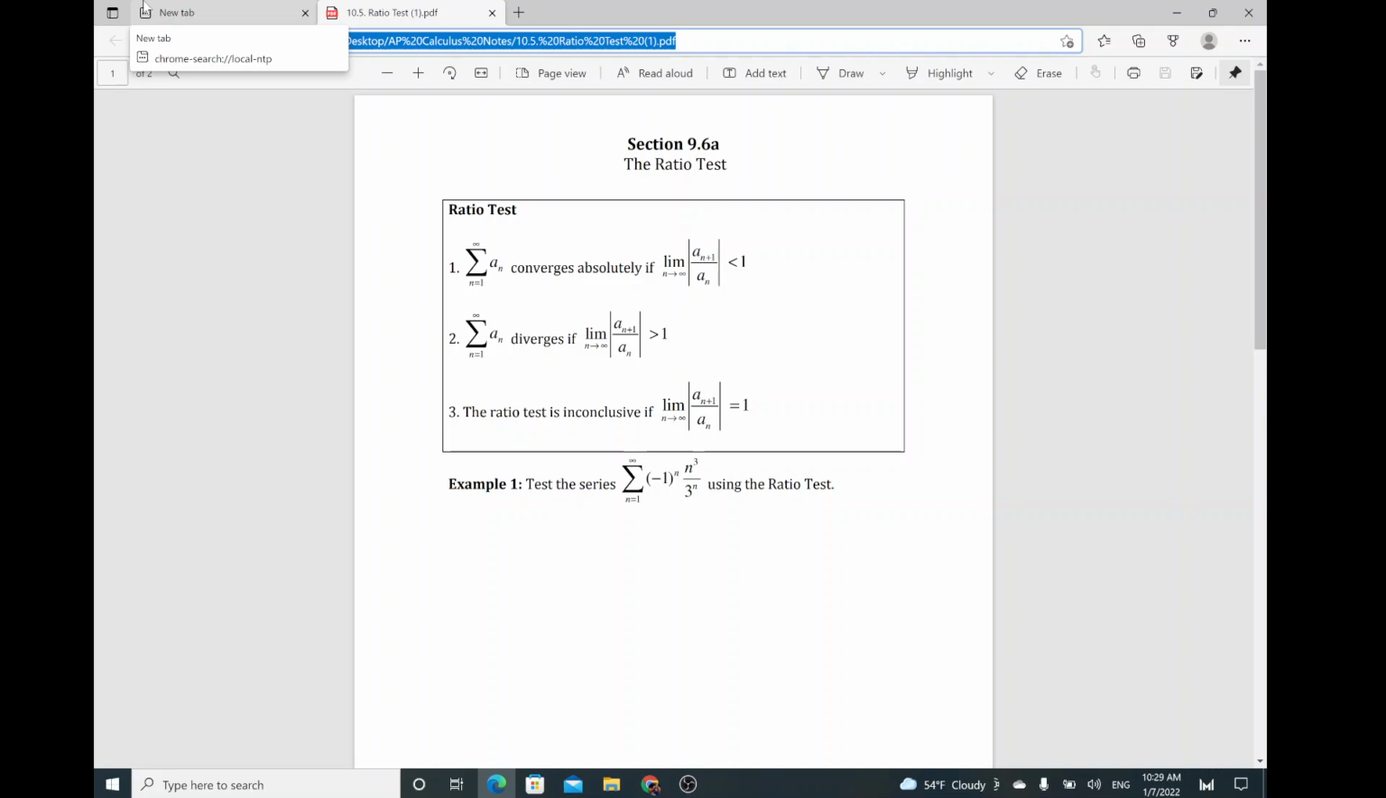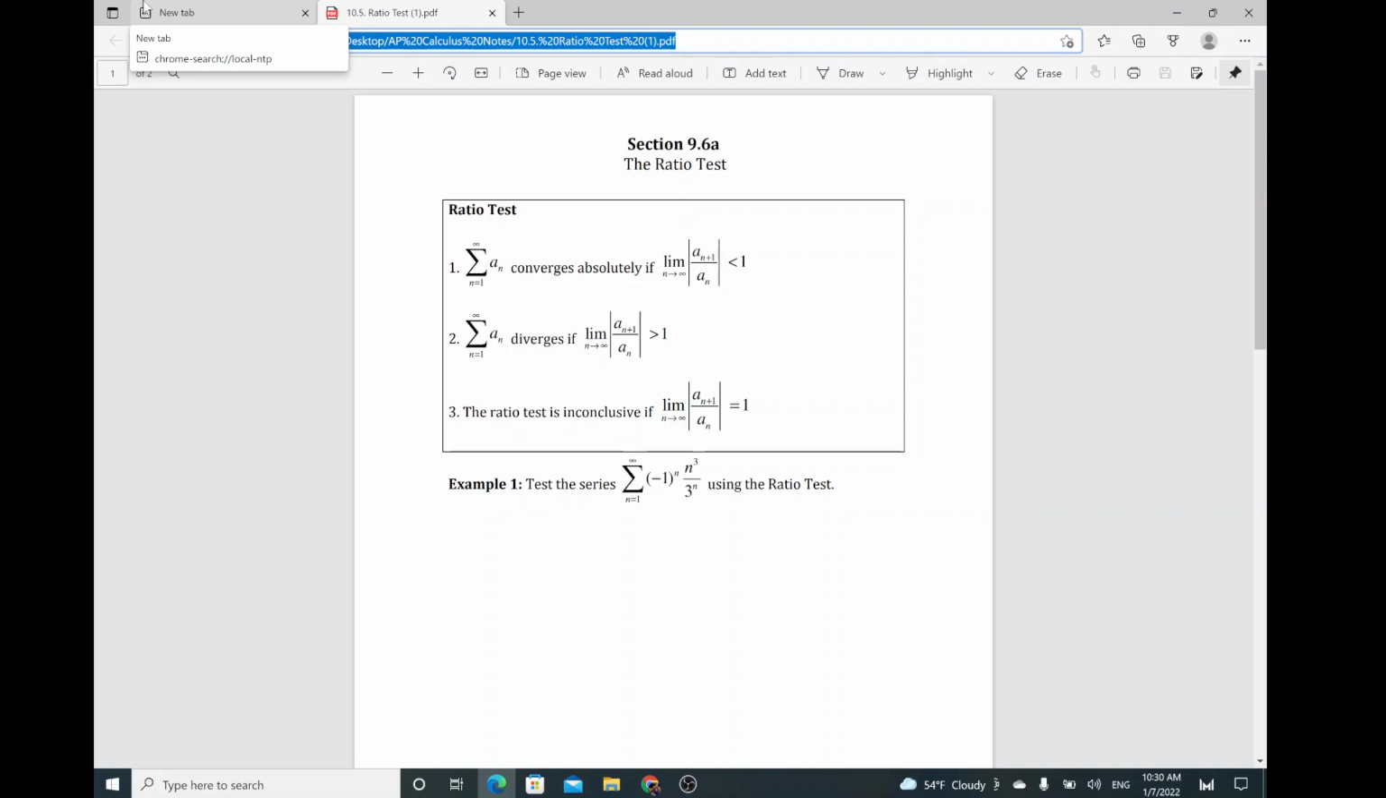And what about condition number 2? The series diverges if the limit of the absolute value of a sub n plus 1 over a sub n is greater than 1. If you find any number greater than 1, 1.5, 2, 10, infinity, whatever it is, that means the series is considered divergent.